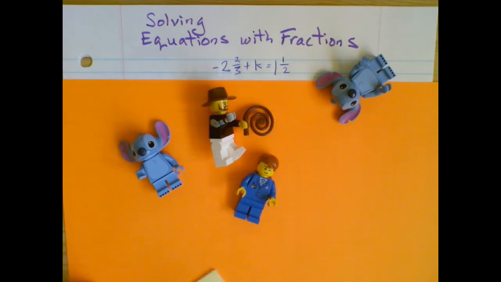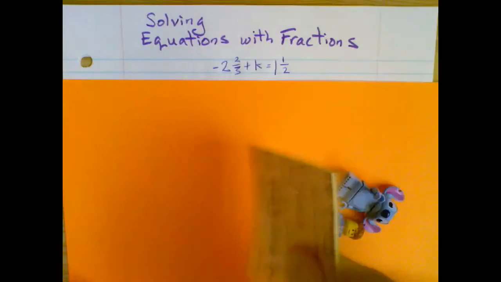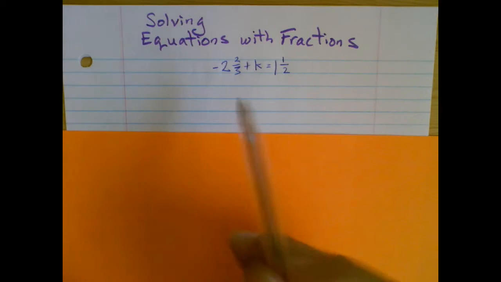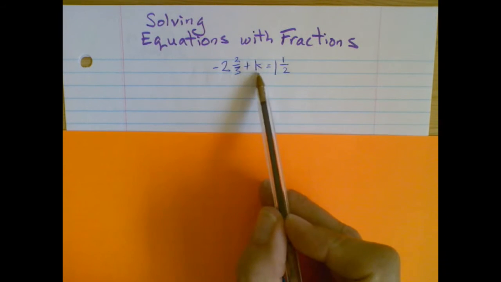So let's see. We have an equation here. Negative 2 and 2/3 plus k equals 1 1/2.